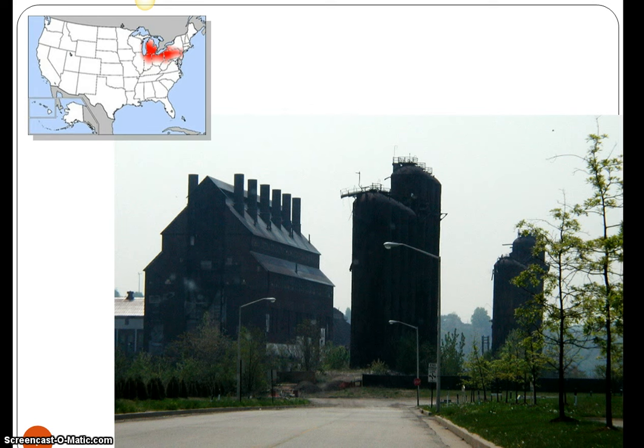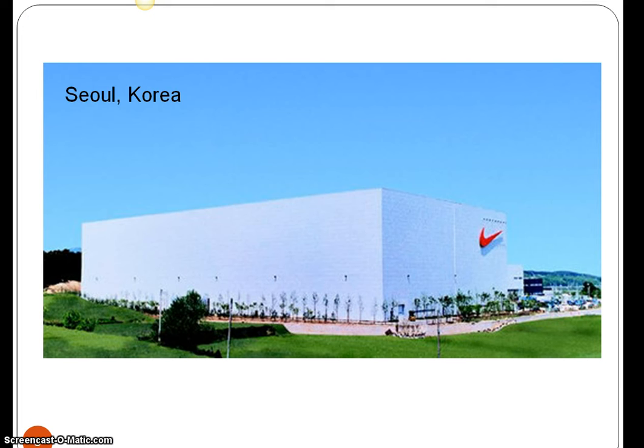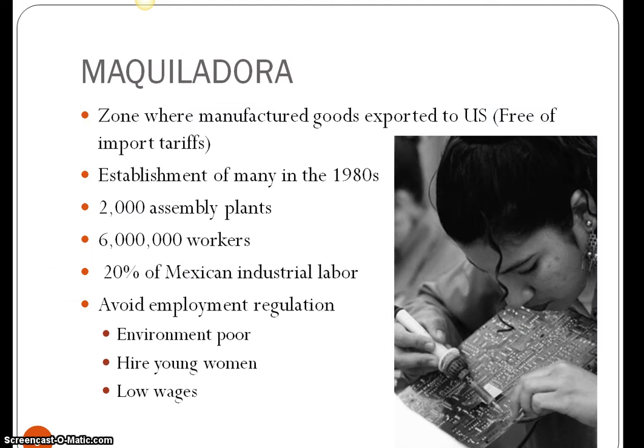So in the United States, we used to have this industrial belt up in the Northeast, which was close to iron resources and water for shipping and water for manufacturing. And today, that is a very abandoned kind of rust belt part of the country. And much of the industry is in other areas, for instance, this Nike factory in Korea.